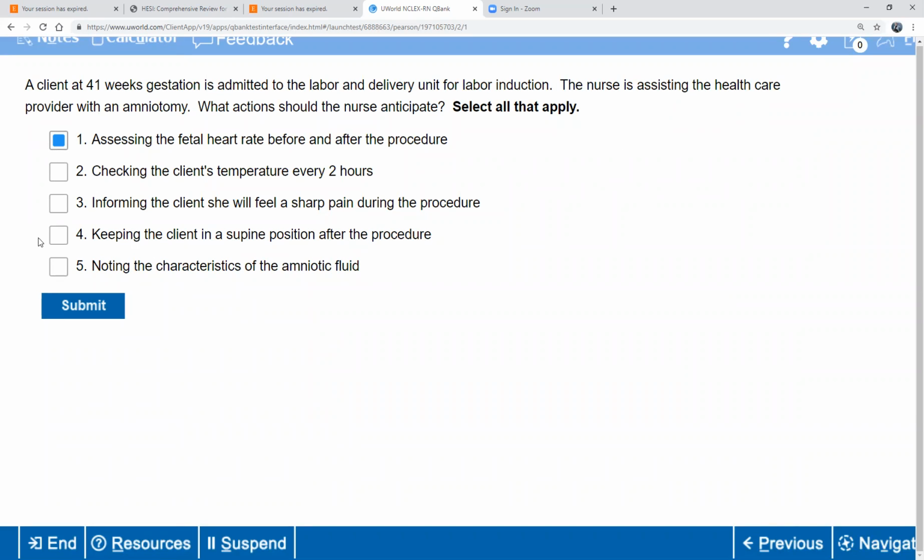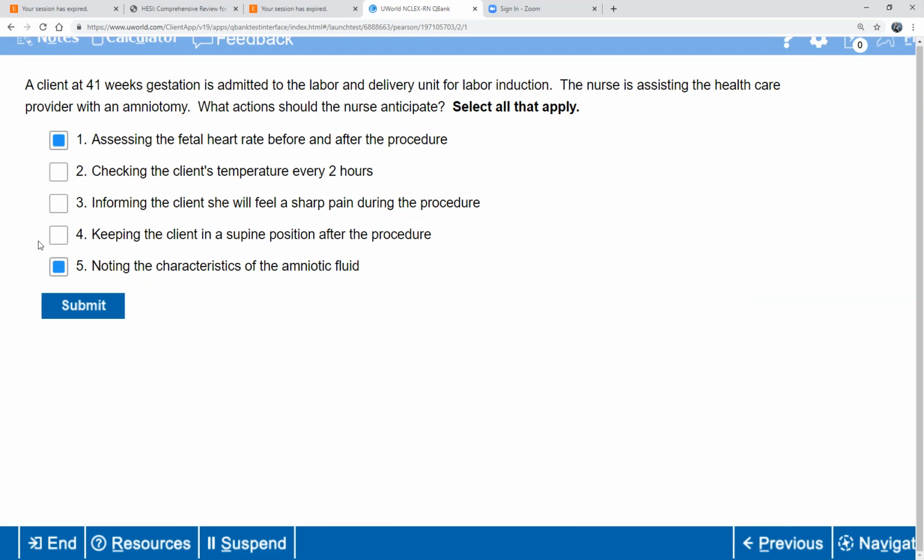Amniotomy. Yes, every 2 hours you check the temperature. I know you check the temperature, but I don't know about the frequency, if it's every 2 hours. Do you know anything about that, Lovetta? No. Okay. Informing the client if she feels a sharp pain during the procedure. Supine position. Okay, so far I'm looking at 5.